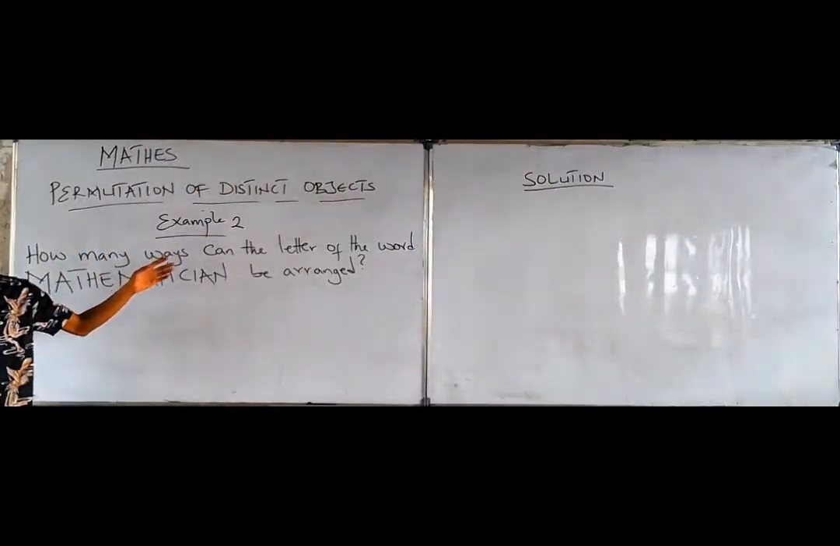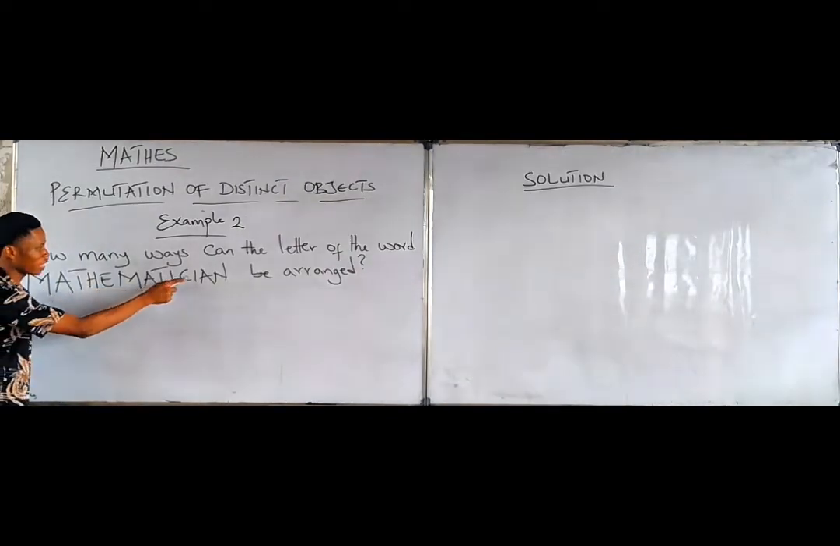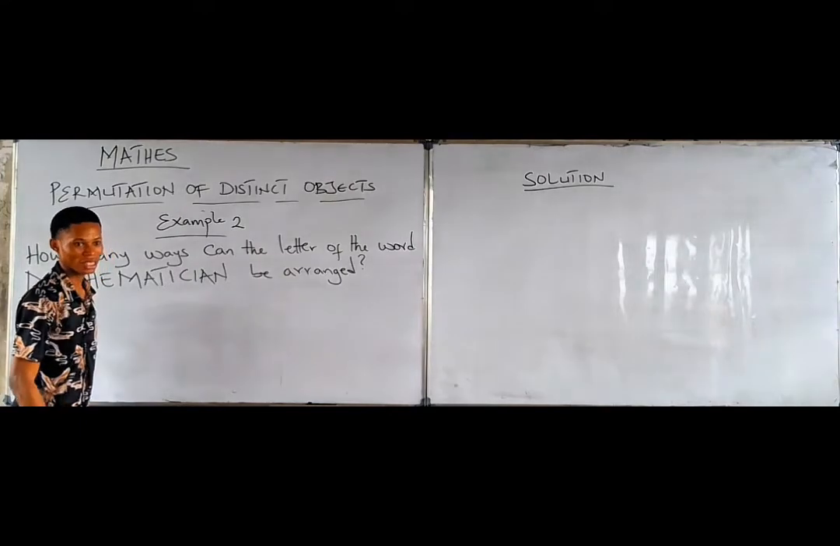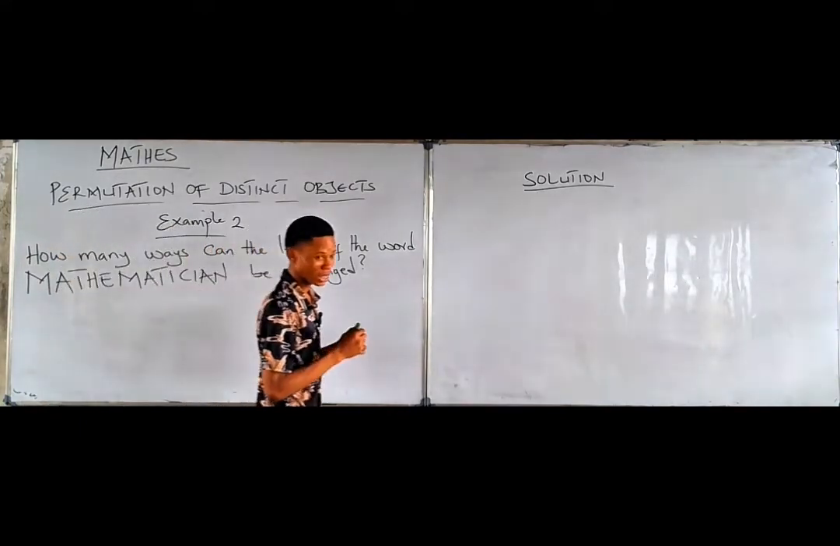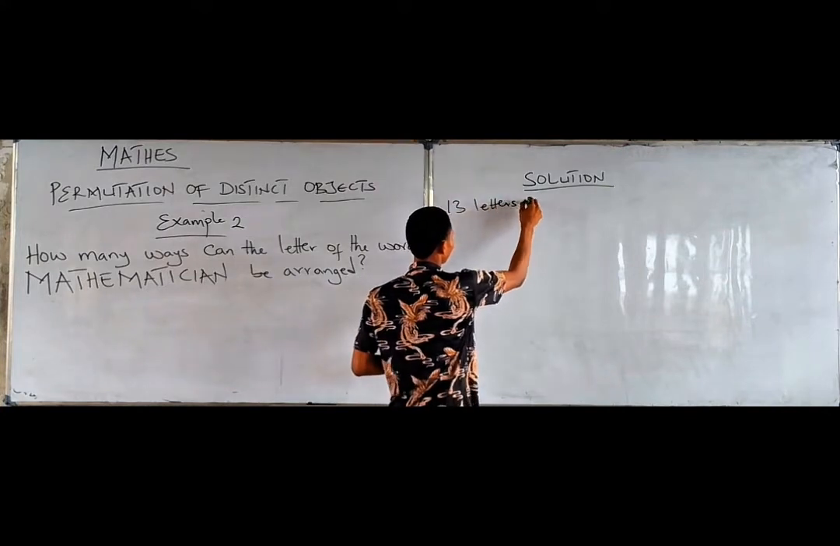Example 2: how many ways can the letters of the word mathematician be arranged? First of all, how many letters do we have here in total? Now count it. 1, 2, 3, 4, 5, 6, 7, 8, 9, 10, 11, 12, 13, right? Good. So we have 13 letters in total.